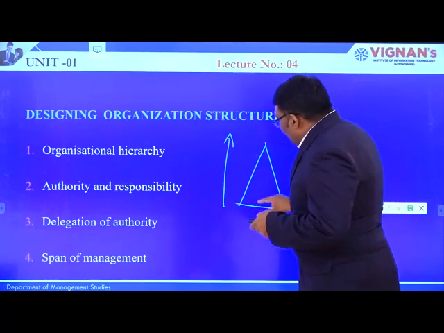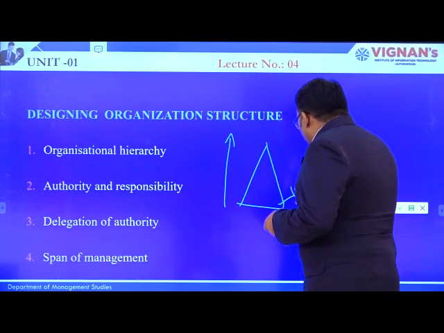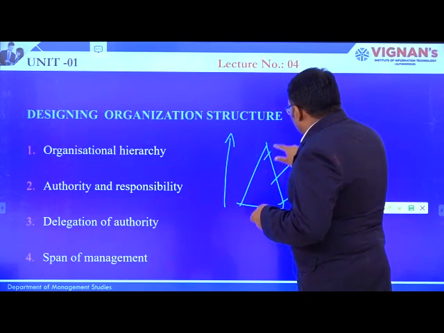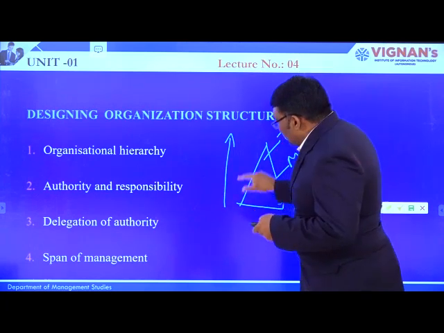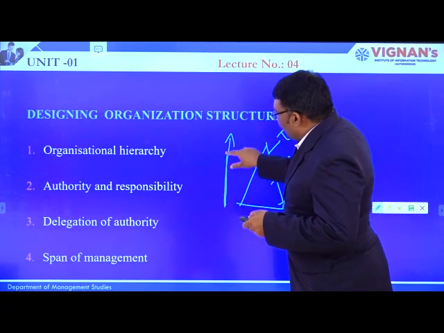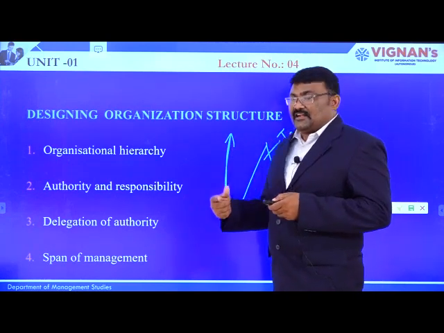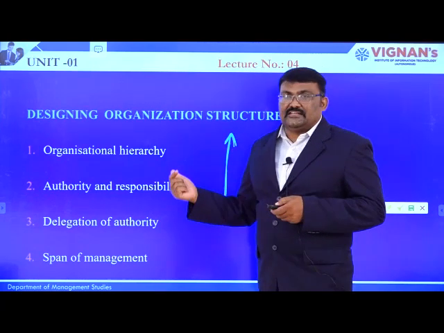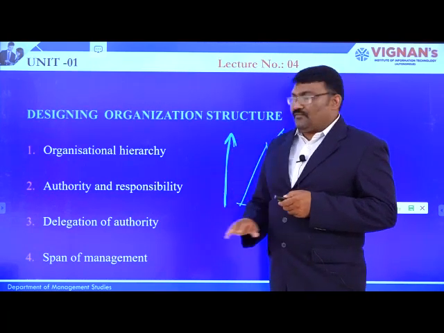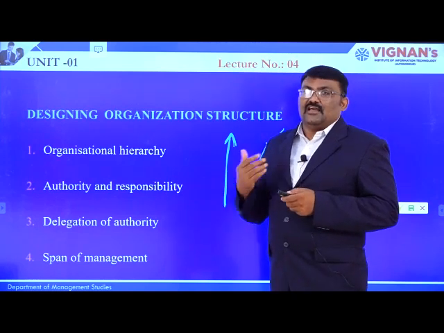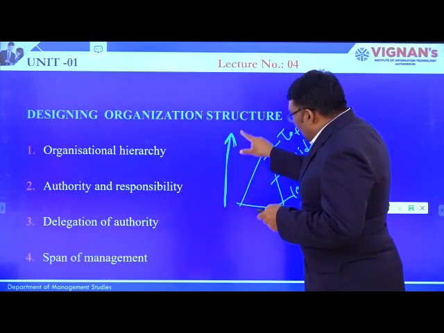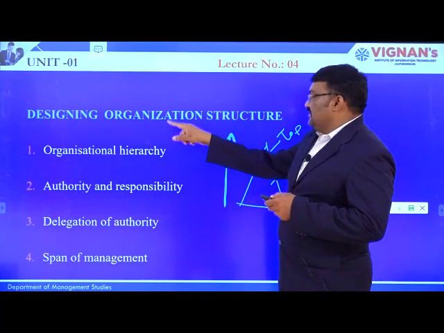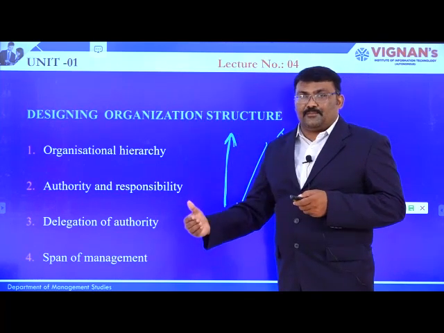That means the bottom level is the low level management, the middle is the middle level management, and then the top level management. Authority increases as we go higher up the ladder. The top level management, whoever is the topmost person of the organization, will have the highest level of authority. That is what we call delegation of authority. If it does not happen in such a manner, it will have some impact on the structure of the organization.